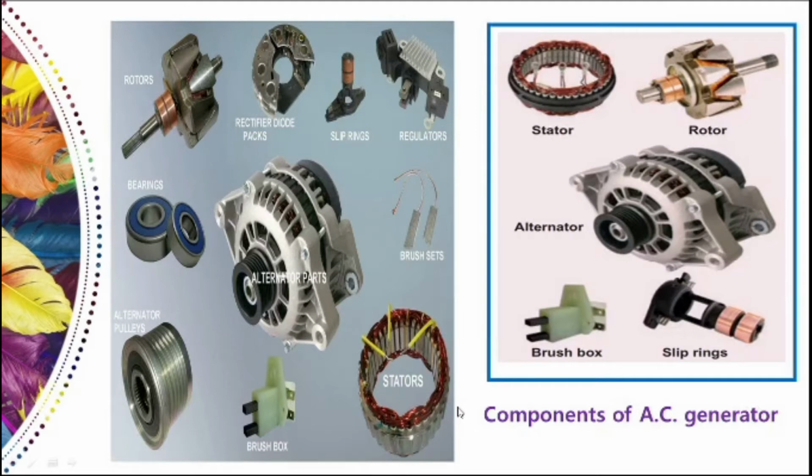Here we are going to learn about some components of an AC generator. An alternator consists of these components: stator, rotor, brush box, slip rings. A few more parts I have shared. You see bearings, rectifier diode packs, regulators, and this is a pulley for rotating purpose, and so on.